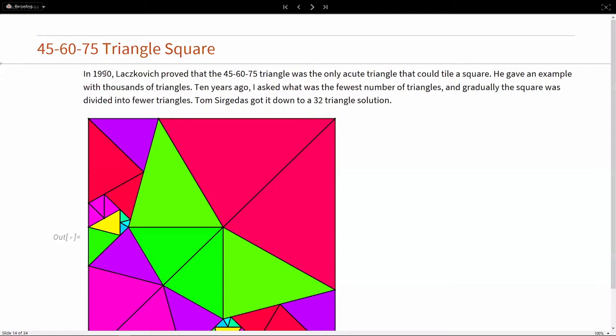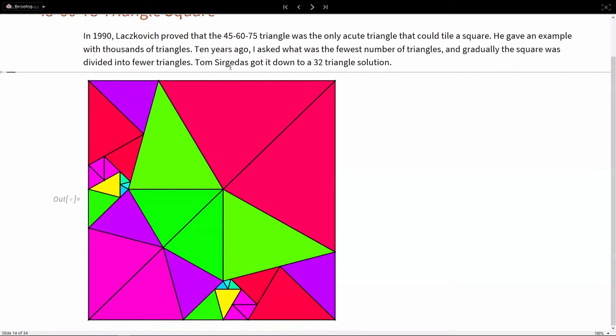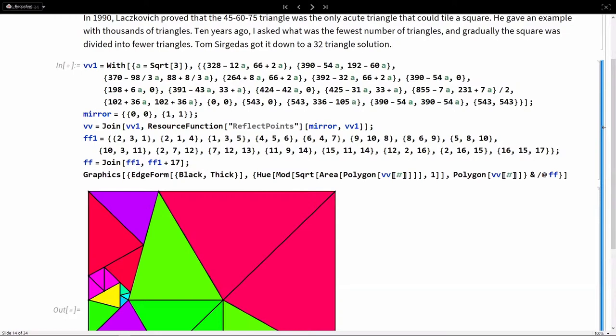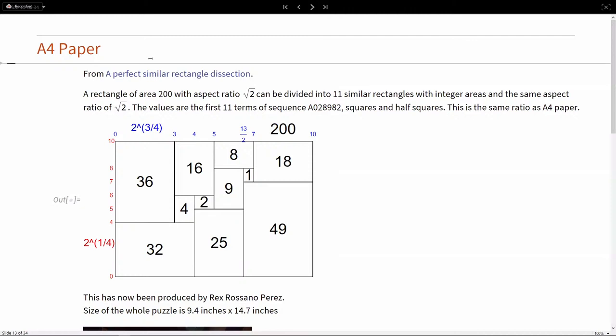And it was long an unsolved question, what is the fewest number of triangles that the square could be cut into? And Tom Sergatis got it down to 32 triangles as shown here. And here are the vertices used. They're all based on the square root of 3. The A4 paper is based on square root of 2.